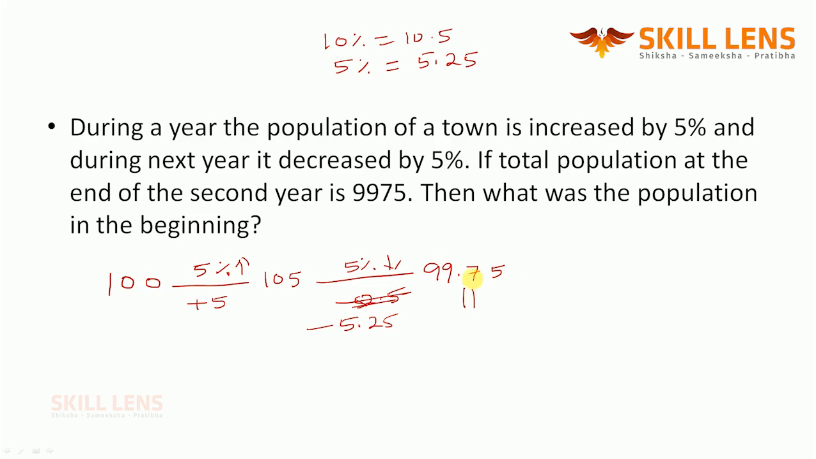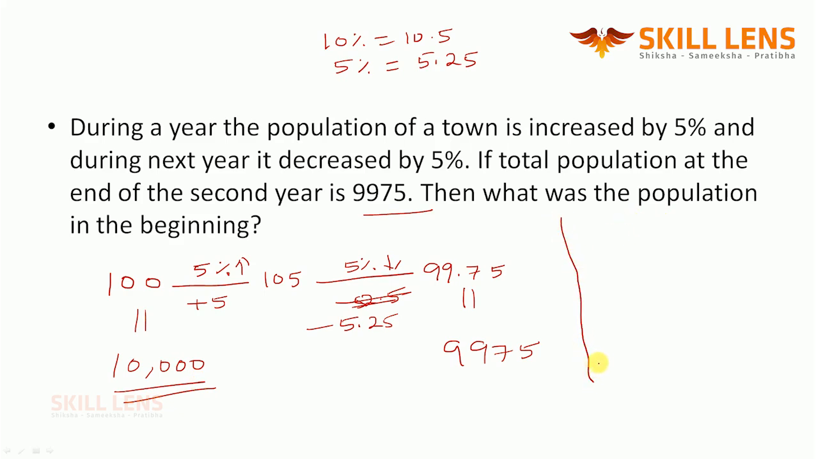I know this value is 9,975. So 99.75 refers to 9,975. Then 100 will give you 10,000. So what was the population in the beginning? The population in the beginning is 10,000. Any other way to do this?